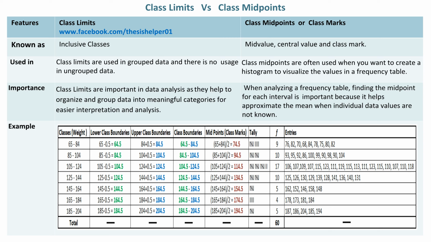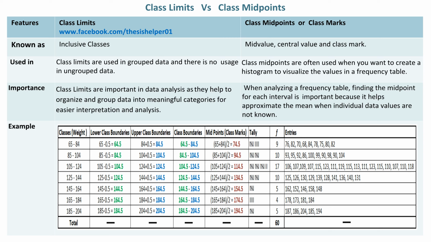Whereas, class midpoints are often used when you want to create a histogram to visualize the values in a frequency table. Class limits are important in data analysis as they help to organize and group data into meaningful categories for easier interpretation and analysis. Whereas, when analyzing a frequency table, finding the midpoint for each interval is important because it helps approximate the mean when individual data values are not known.